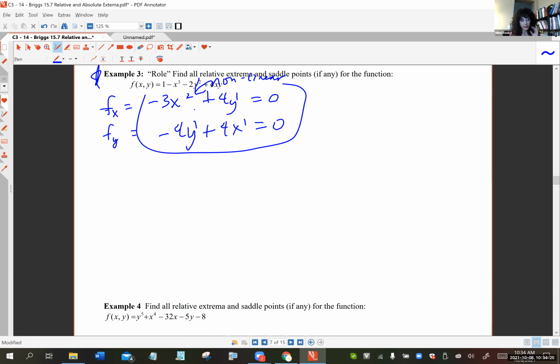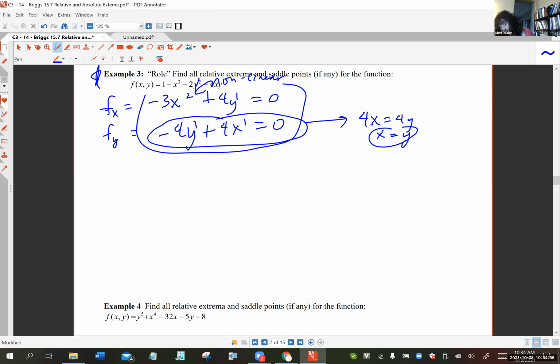So pick which one of these equations looks the easiest to solve for one of the variables, and it doesn't matter which one. And then go ahead and substitute it into the other equation. Now both of these equations are pretty easy to solve for, but it's kind of up to you how you want to do it. I'm just going to pick this one here, and then I'm going to add 4y to both sides. Great, divide both sides by 4, and I get x equals y.